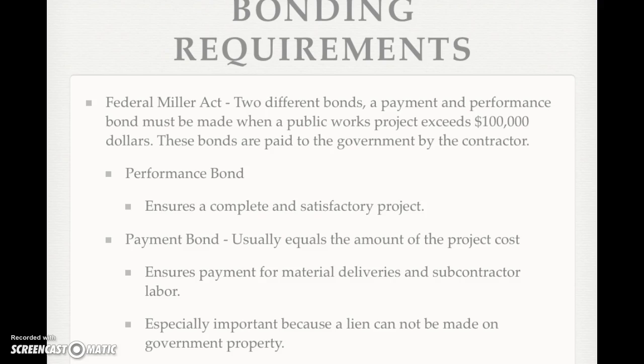A performance bond is made to ensure a complete and satisfactory project. Say it's a road being built, that there's no potholes in the road, that the road doesn't have waves in it, as in a smooth road.